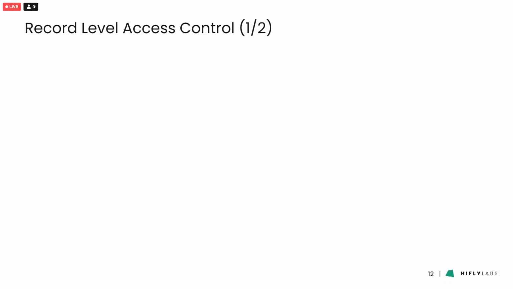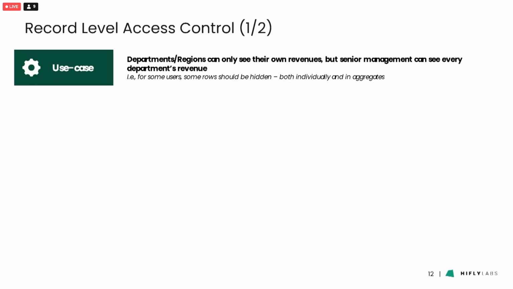Now the third level we often have to use is record level access control. Record level access control, sometimes called row level access control, is when we authorize users to access certain rows in the table, not necessarily all, but certain ones. For other rows, they don't see them at all. They are not even aware of those rows.